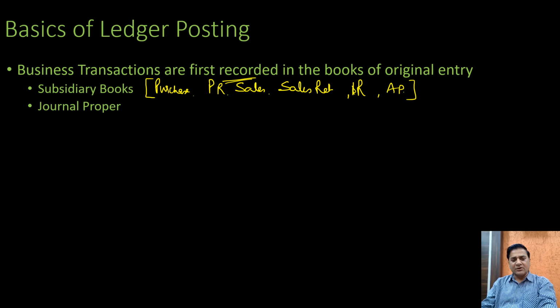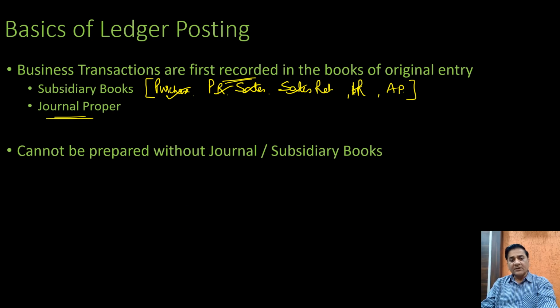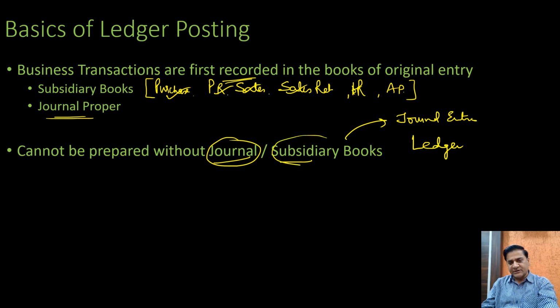If a transaction doesn't find any place here, what we do is we record the transaction in the journal proper. So the first place of recording any business transaction would be in the books of original entry, which is the subsidiary book or the journal proper. So the ledger cannot be prepared without these books. In other words, we would say that the ledger is prepared only after we make the journal entries. Which means the ledger cannot be prepared without the journal or the subsidiary books, right?